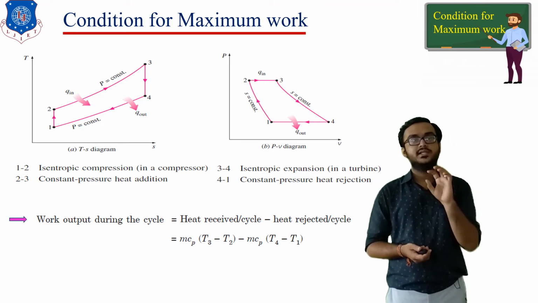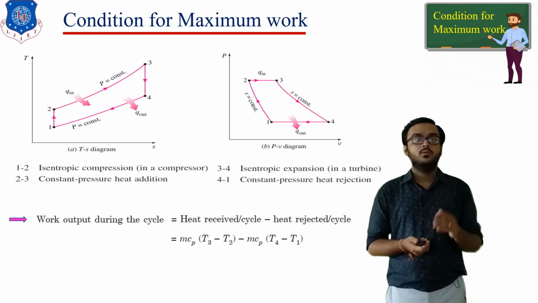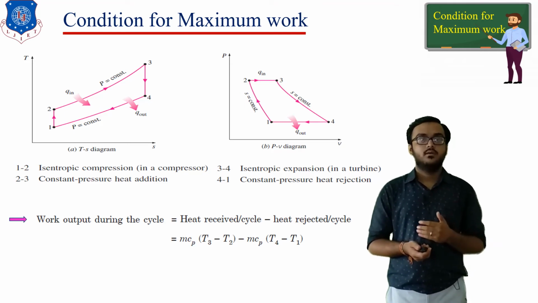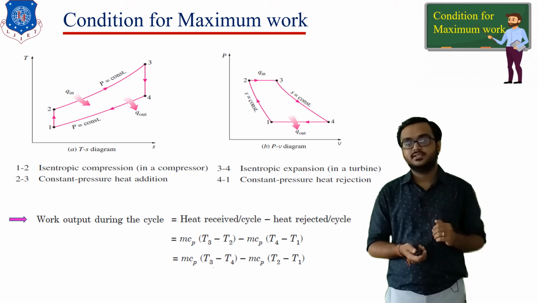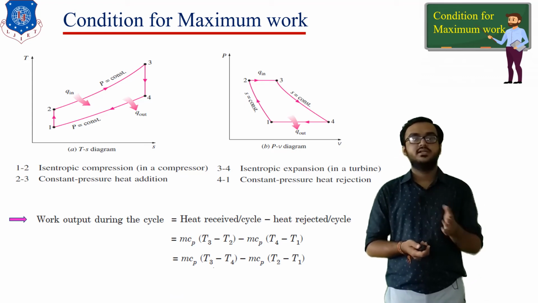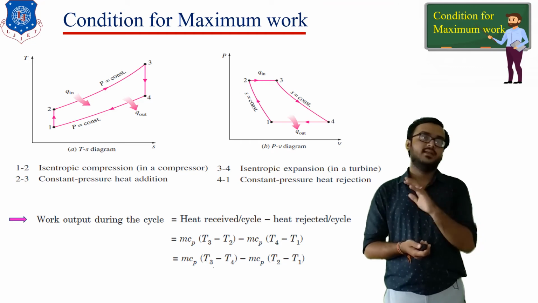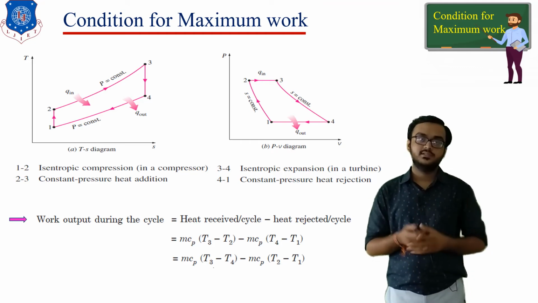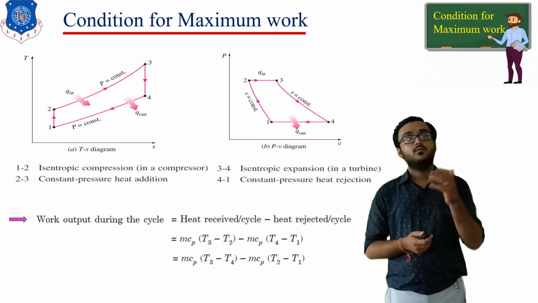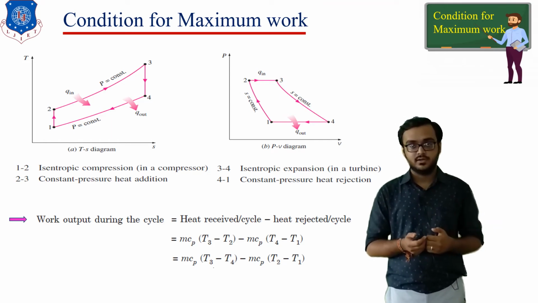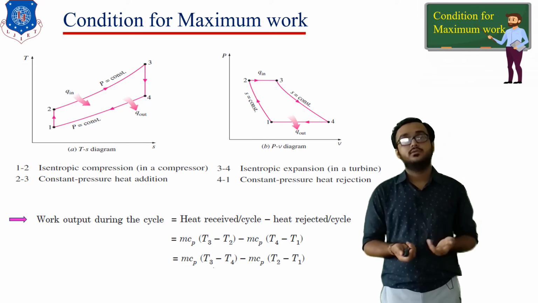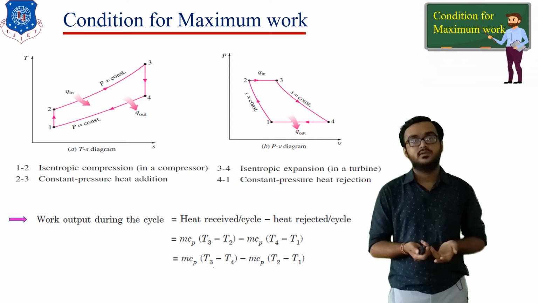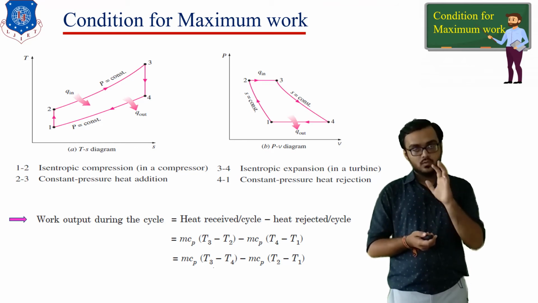So based on this, you will get this type of expression. Now, in order to simplify it further, you need to solve this equation like this: MCP (T3 minus T4) minus MCP (T2 minus T1). Why am I doing this? Because the net work done is nothing but the turbine work minus the compressor work, and turbine work is MCP (T3 minus T4), and compressor work is MCP (T2 minus T1). So it is all about the work done.